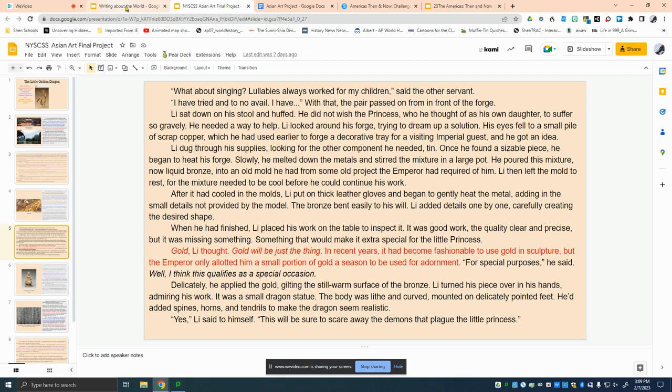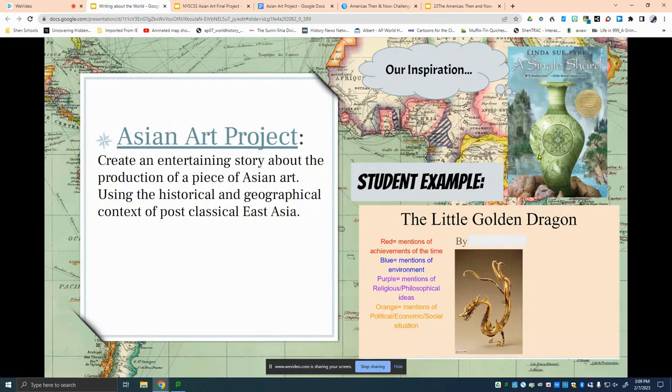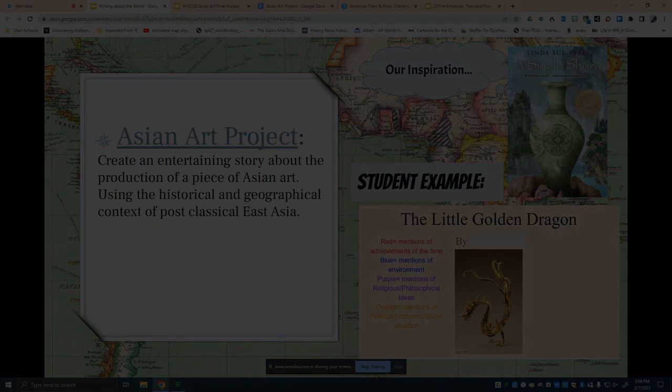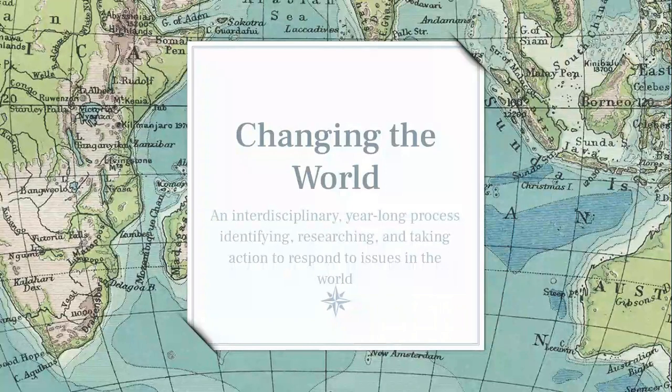So here are some different ways that we use writing in our 9H class. We'll now hand it over to Alyssa Murphy, where she will talk about how we utilize different writing skills in our accelerated social studies program. I'm going to share with you a project called Changing the World.